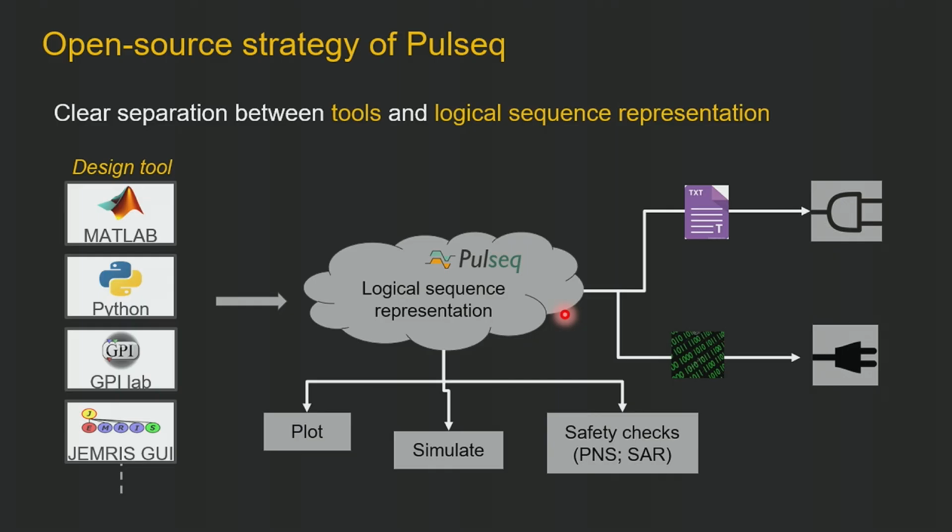Okay, so being able to separate that logical sequence representation gives you options about all your other parts, right? I can use MATLAB or Python, or other open source efforts, to design my sequence. And likewise, to analyze my sequence, to plot it, to simulate it, to worry about safety checks, I can put it into open source tools of my choosing. And then at the end, again, we translate that into each vendor's particular code by using an interpreter or a driver.